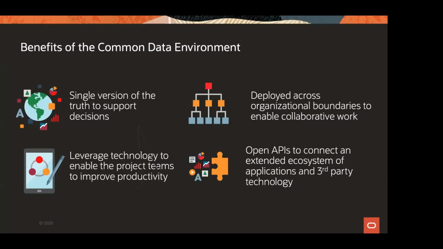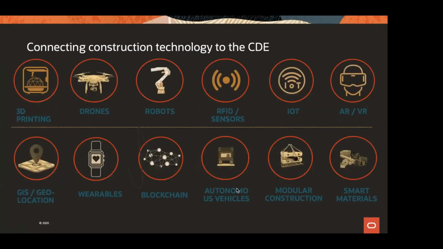And then ultimately, because there's no one system that is the entire common data environment, we really need the ability to have open APIs and connect these systems with other systems. When we look at construction these days, it's very clear there's a lot of technology being used. There's a lot of things being developed: 3D printing, drones, robots, sensors. And all of this information is useful to us in terms of building the projects. The question is, how do we leverage that data? How do we bring it all together?